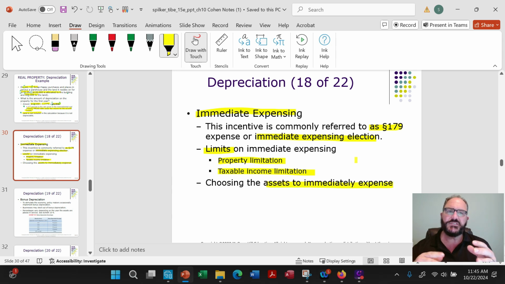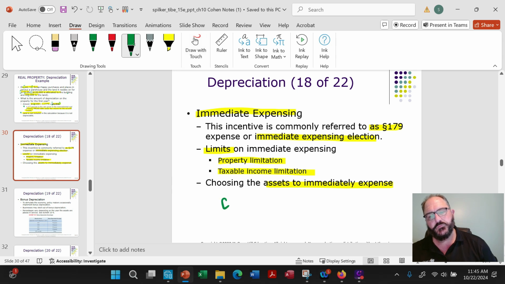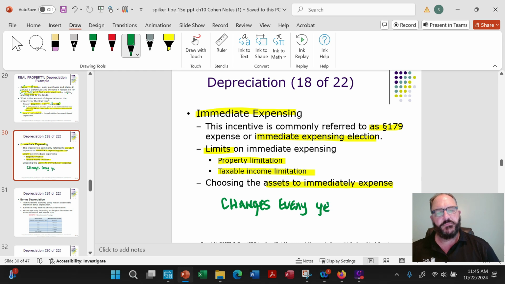Now the purpose of this, the government, by the way, they change this every year. So let's write that down, okay? It changes every year. Bring this over. Changes every year. And basically they look at the economy, what's going on, and they decide each year how much it's going to be. Okay?